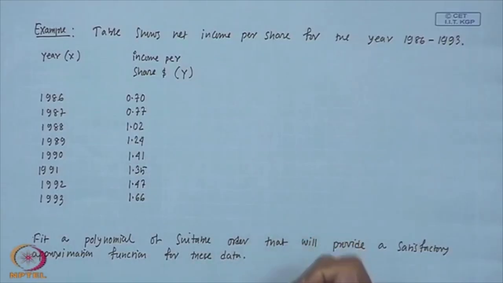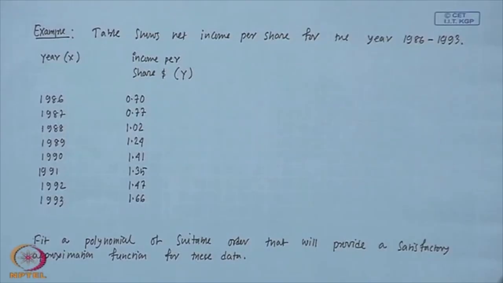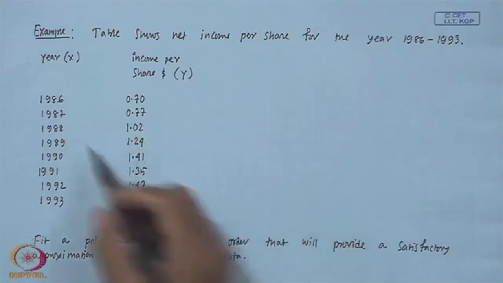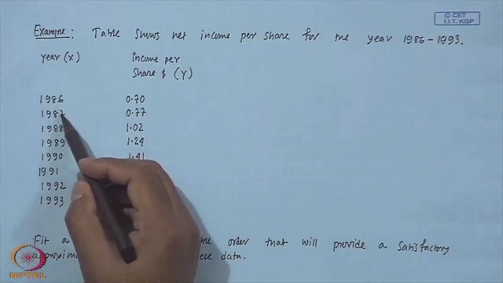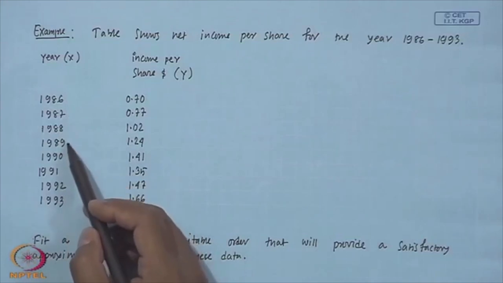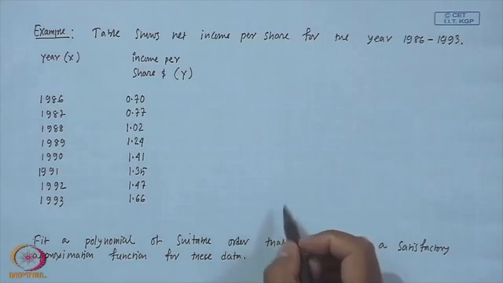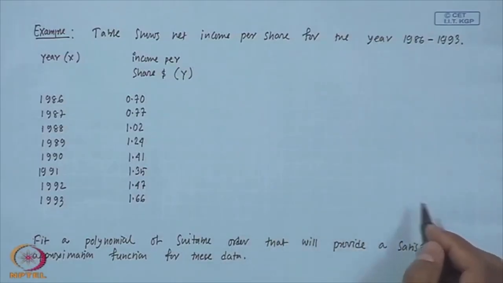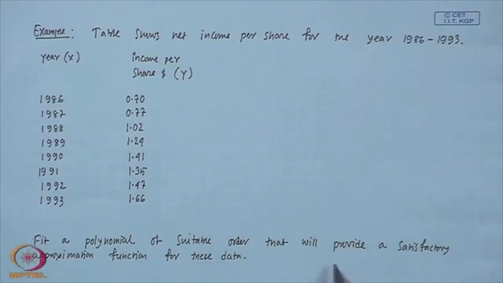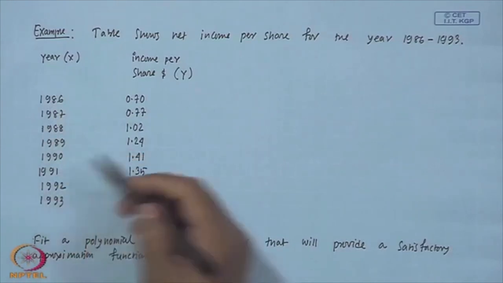Well, so if you prepare the scatter plot for this x and y, you must have observed that all the x's are equally spaced. Okay. So instead of 1986, you can call it just 1, and then this one is 2, 3, 4, 5, 6, 7, 8. If you draw a scatter plot, you will see that it indicates that the response variable is nonlinear. So you have to go for a polynomial fit. So the question is: fit a polynomial of suitable order that will provide a satisfactory approximation function for this data. Okay. So we have a total of 8 observations.